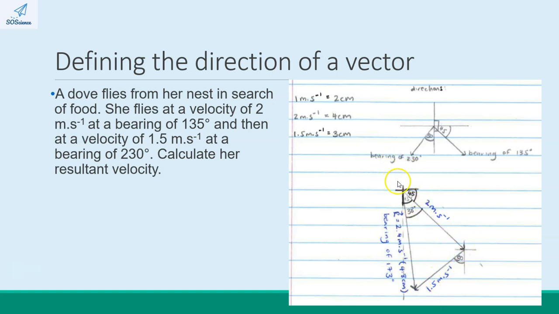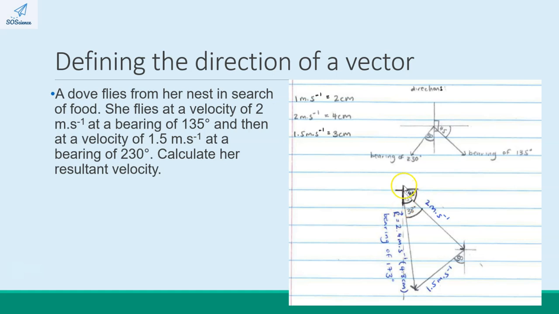My resultant goes from the tail of the first to the head of the last. Now, if I measure the length of this line, I get a value of 4.8 centimeters, which I can then convert to 2.4 meters per second. So that's the resultant velocity in terms of magnitude only. What about direction? So for the direction, I'm going to choose the bearing method.